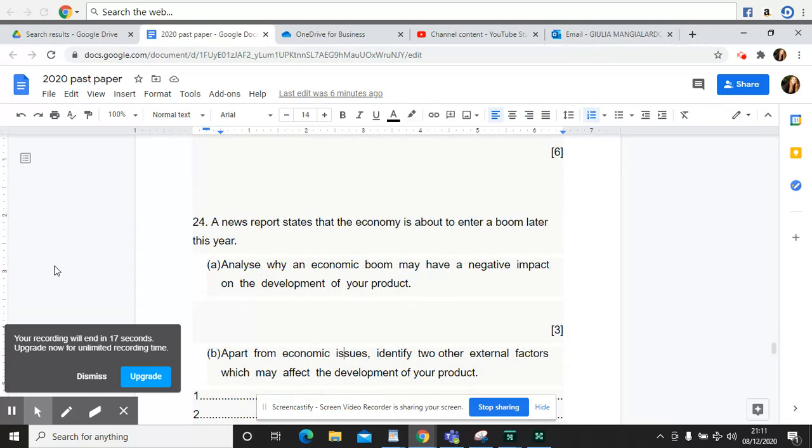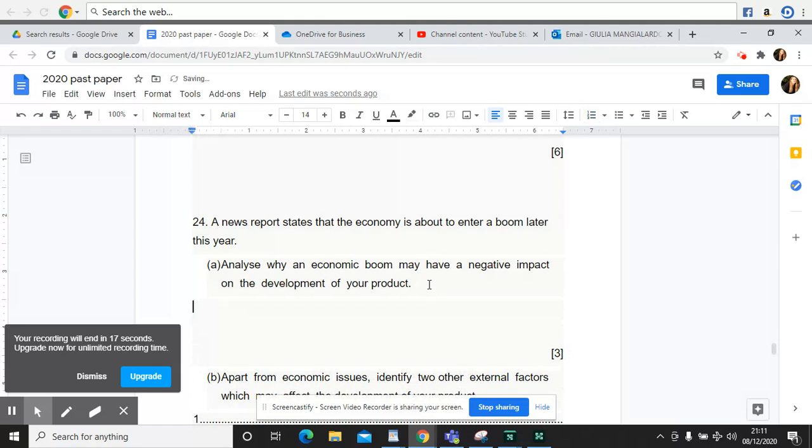This is actually quite a difficult one because it's talking about a boom. Normally we think about booms in a positive light, but actually this time we're not. So: analyze why an economic boom might have a negative impact on the development of my product. Now remember that product development means basically anything that has to do with making a product, or thinking about making that product, or designing it, or thinking about the costs. So anything that has to do with the product itself. Product development is a really generic idea.